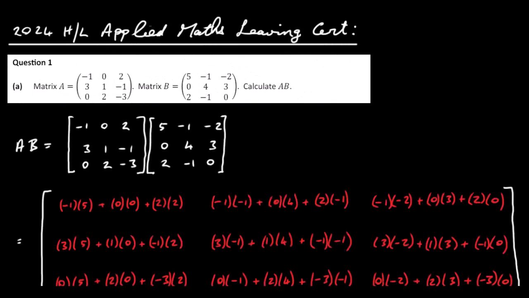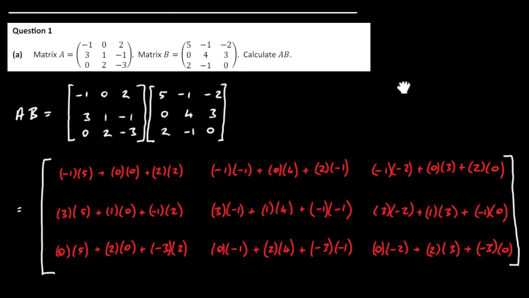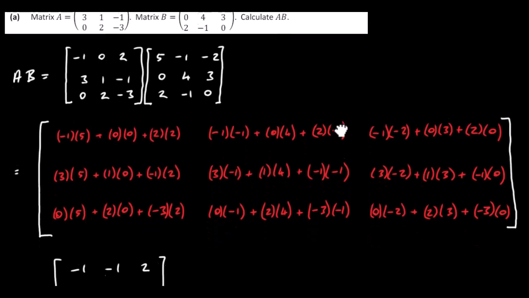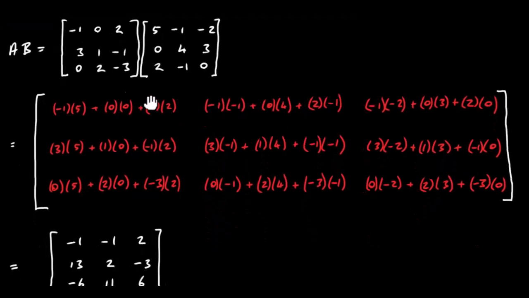Okay, so this is the 2024 Higher Level Applied Maths Leaving Cert paper, question 1. So this one is fairly straightforward. I think you just have to multiply these two matrices. So we've got matrix A here and matrix B here, calculate AB. So I've done this already just to save a little bit of time. So I have A here and B here.